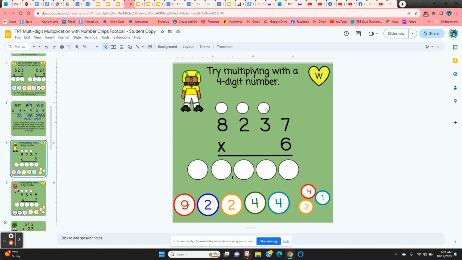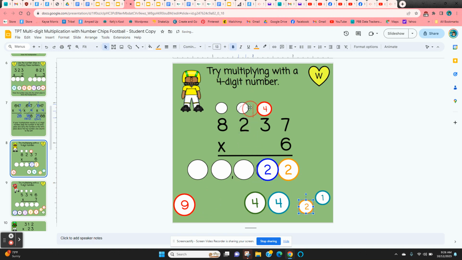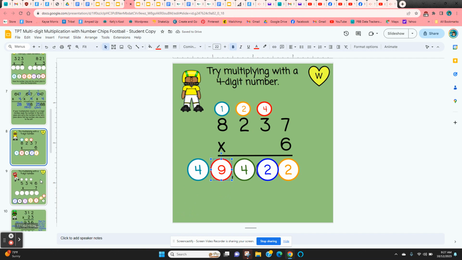So these smaller circles are going to be for the numbers they carry. So here 6 times 7 would be 42. They're going to keep the 2. They're going to carry the 4. 6 times 3 is 18, plus 4 is 22. They're going to keep the 2 and carry a 2. 6 times 2 is 12, plus 2 is 14. Keep the 4, carry the 1. 8 times 6 is 48, plus 1 is 49. They're going to do that same thing on the next slide.